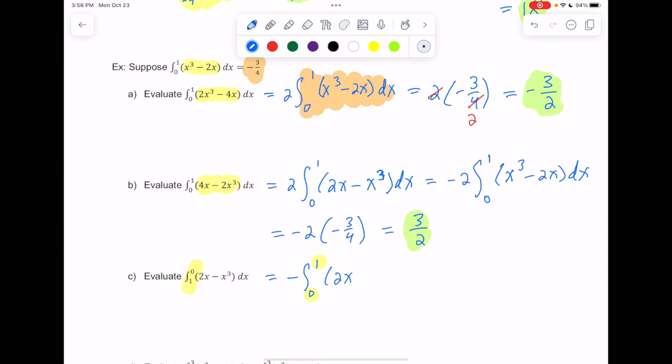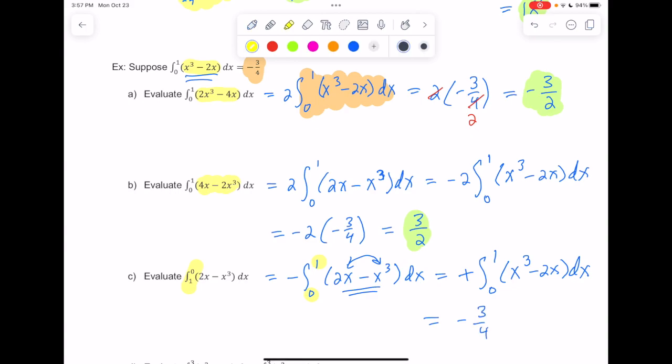And then the inside piece would still be 2x minus x cubed, but that 2x minus x cubed inside here is the reverse of what we had before. So I want to turn that around. Turning that around, reversing these two, comes from factoring out a negative. If I factor out a negative, when there's already a negative out front, the two negatives make a positive out front. And this gets flipped around to x cubed minus 2x. Now we have an exact match of our beginning integral that they gave us. So our answer is going to be negative 3/4.